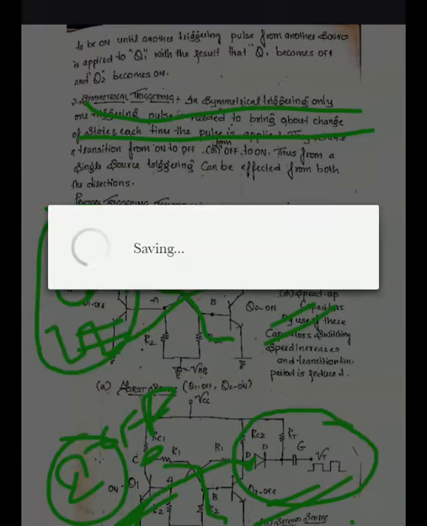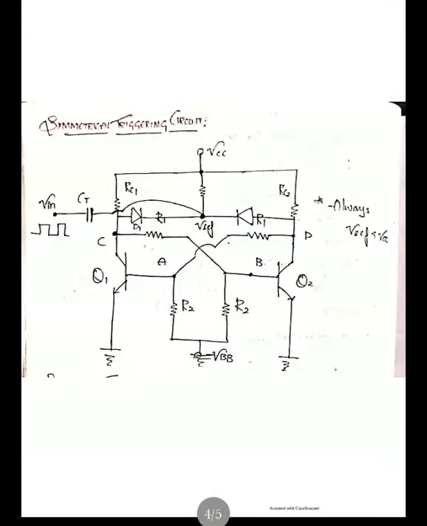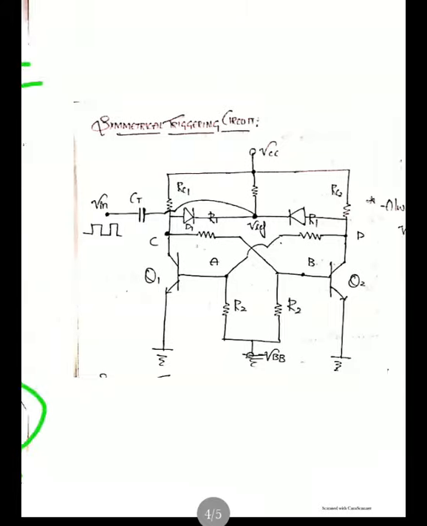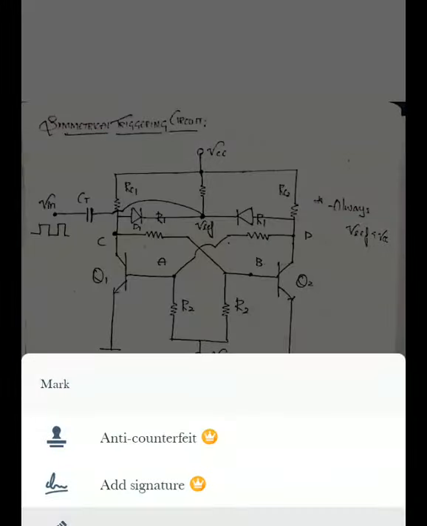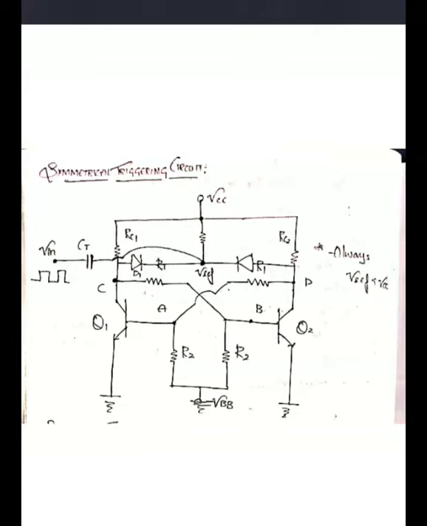So now let us look into the second type of triggering circuit, which is symmetrical triggering. Symmetrical triggering requires only one triggering input. It requires only one trigger circuit. That triggering input automatically adapts to generate the required negative pulses.